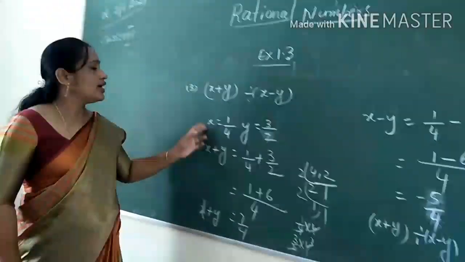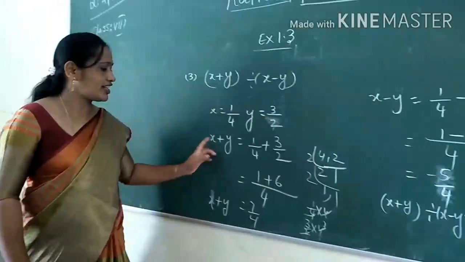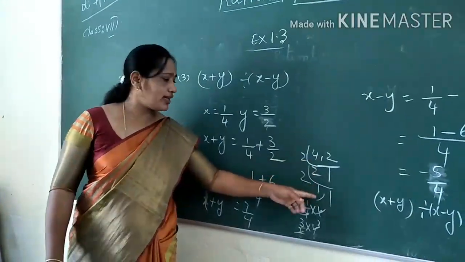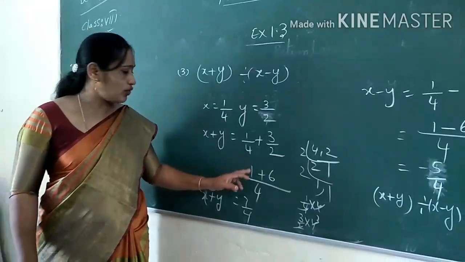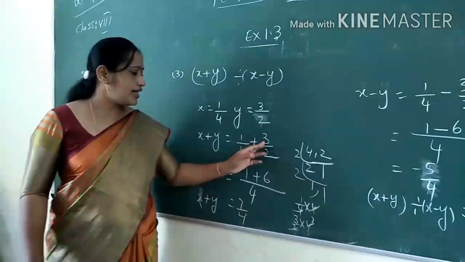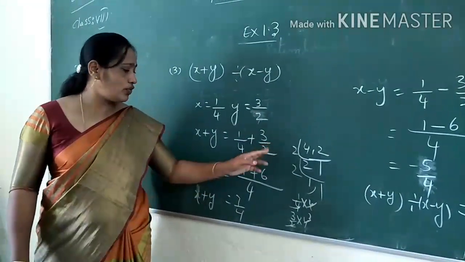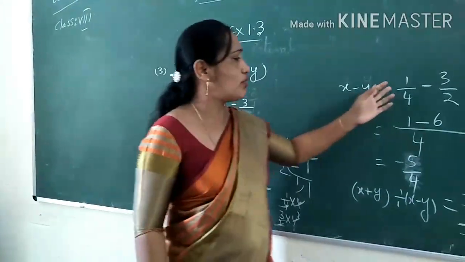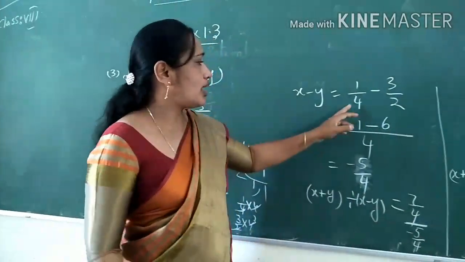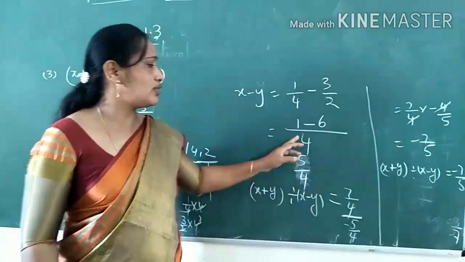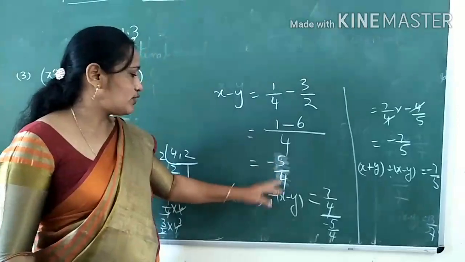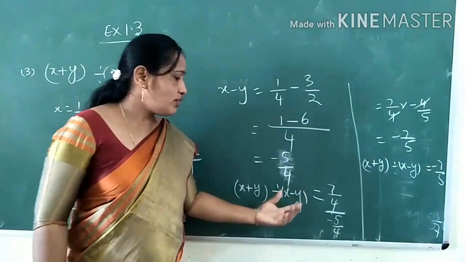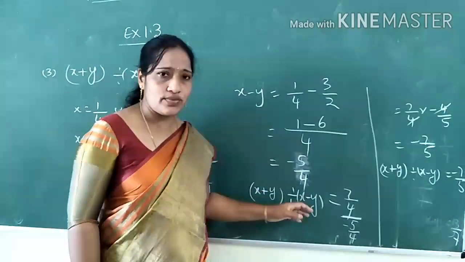Again we have to repeat it. x equals 1 by 4 and y equals 3 by 2. x plus y is 1 by 4 plus 3 by 2. The LCM of 4 and 2 is 4, so we take 4 only. So 1 by 4 into 4, the 4s cancel, 1, and 3 by 2 into 4, 2 twos are 4, 6. So 1 plus 6 becomes 7 by 4. And x minus y is also the same, 1 by 4 minus 3 by 2. Here also the LCM is 4, so 1 minus 6, minus 5 by 4. Finally we calculate x plus y divided by x minus y. In the same way, 7 by 4 divided by minus 5 by 4.